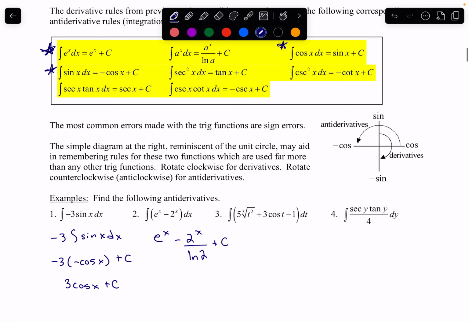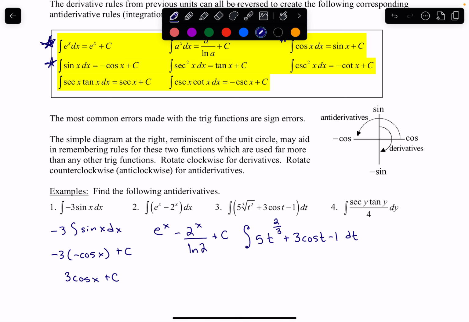Okay, number 3, I can't integrate with the root there and all that mess, so I'm going to rewrite number 3 first. I don't like what it just did to my integral. So integral of, instead of 5 cube root t squared, I'm going to rewrite that as 5 times t to the 2/3 plus 3 cosine t minus 1 dt. Okay, so integrate these individually.